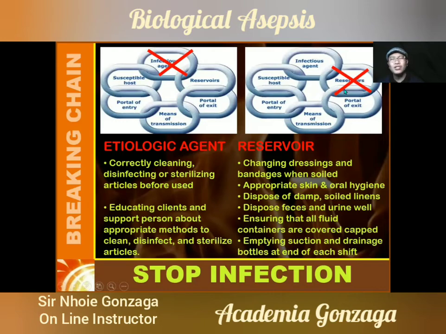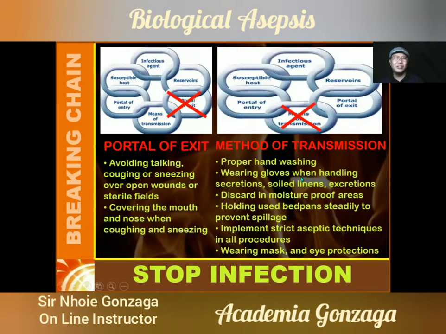Second, if we destroy the reservoir. So we change dressing. Next, what are the portals of exit? Our mouth, our wounds. So if we will talk, we will wear a mask. If our wounds are covered, then the portal of exit cannot let a microorganism come out. Okay, very nice.